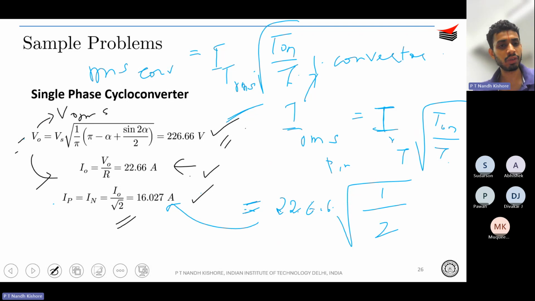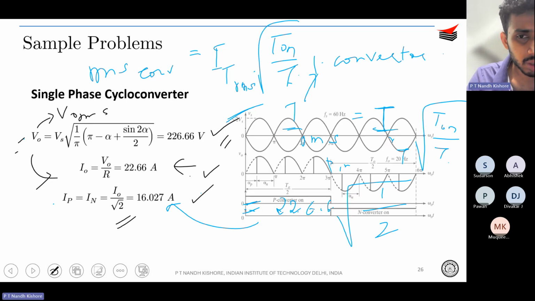So I'll just pause for a moment here so that you guys, if you want to calculate or compute it, you can just do it. Okay. So I will move on to the next question.